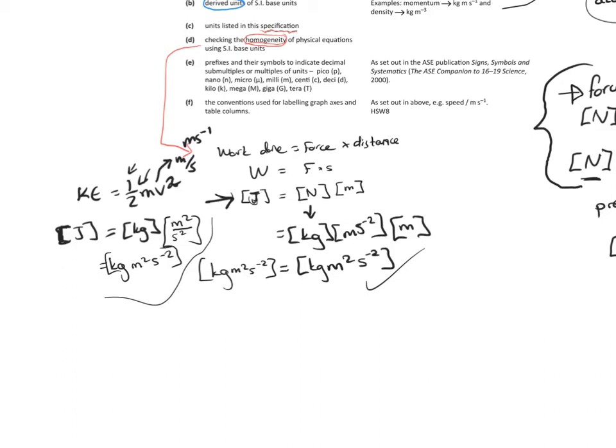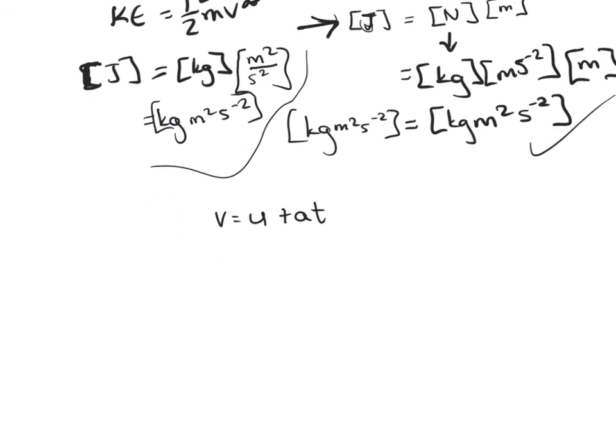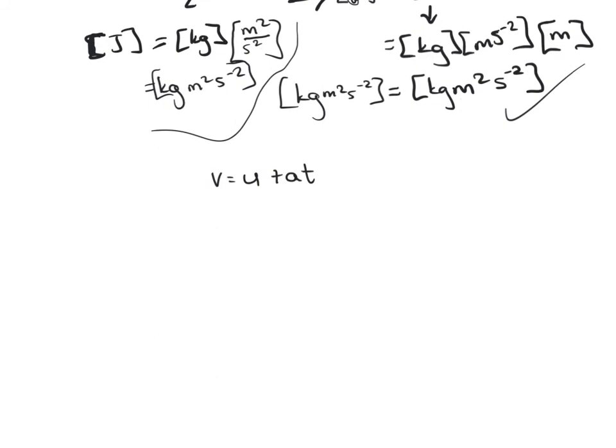I will take one of them and we can analyze its units. So let's use v is equal to u plus at. I'm going to do a very, very quick reminder here. v stands for final velocity, u stands for initial velocity, a is acceleration, t is time. So whether it's initial or final velocity, we know that velocity or speed have the same units, which is meters per second.